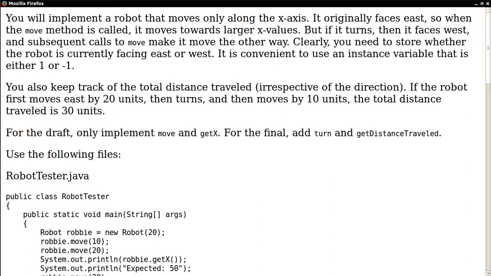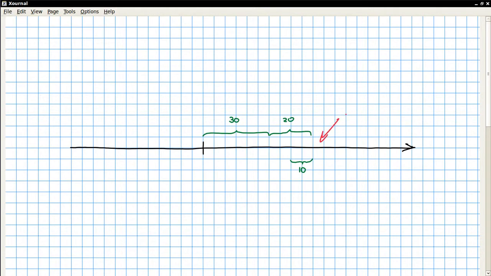We're supposed to implement a robot that can move on the x-axis, and it might move by 30, and then it might move by 20, and then could turn and move the other direction. So over here we had a turn. And so the question is, what's the big idea here? Certainly the robot needs to know where it is, so it would want to keep its position.